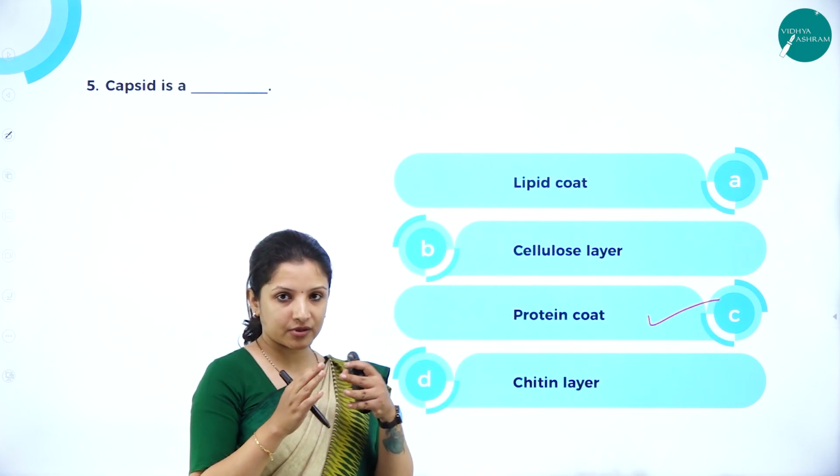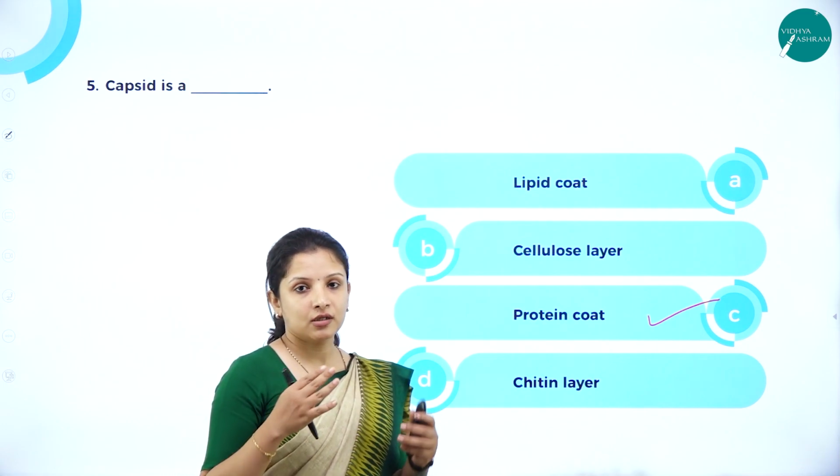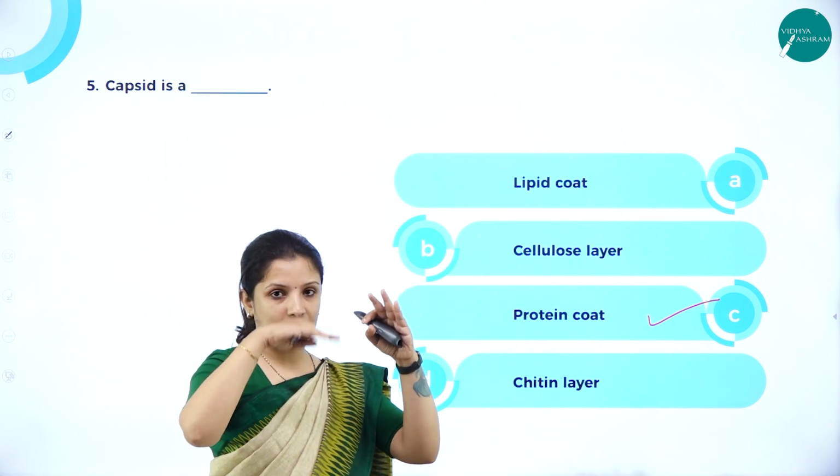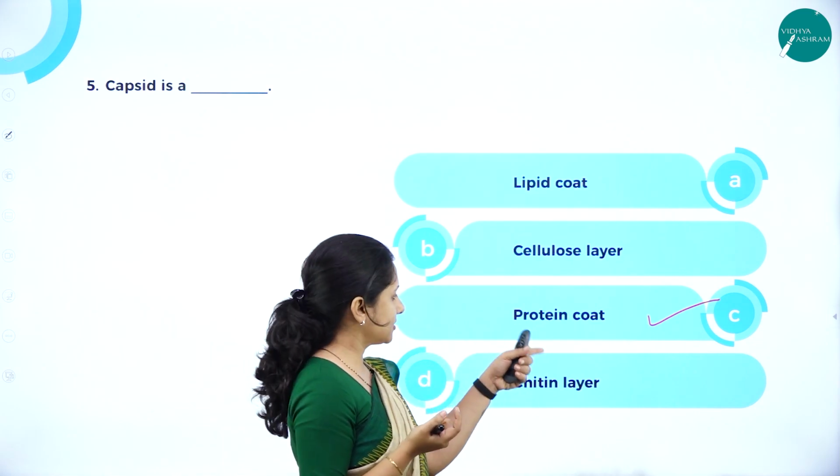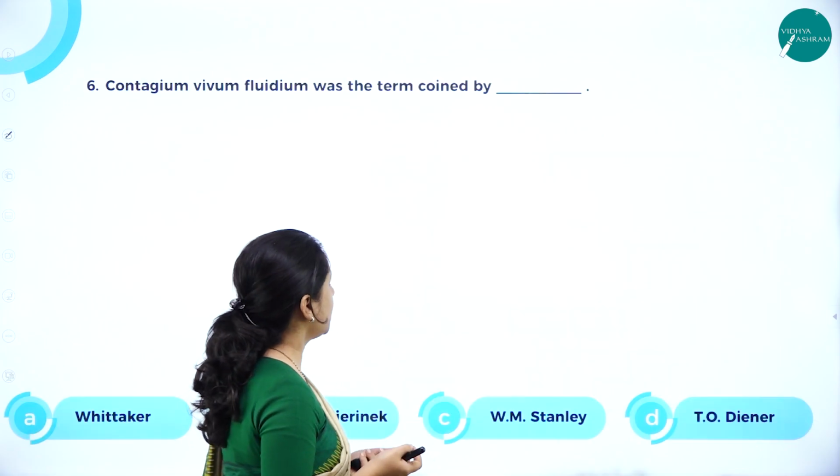So, capsid is nothing but the covering of the virus, wherein around the genetic material there is a cover, which is polyhedral in shape. That is nothing but the capsid and it is made up of protein. So, therefore, it is a protein coat.